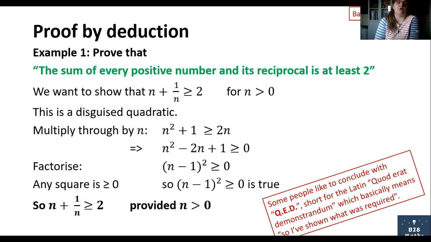Some people do occasionally like to conclude a proof. Like I was saying, a proof is like writing a story, and we have all of our steps written down as we go. Sometimes people like to conclude their proof with QED. QED is short for the Latin quod erat demonstrandum, which basically means, so I've shown what was required. It's almost like putting equals. So this is the answer, and some people like to put that at the end.